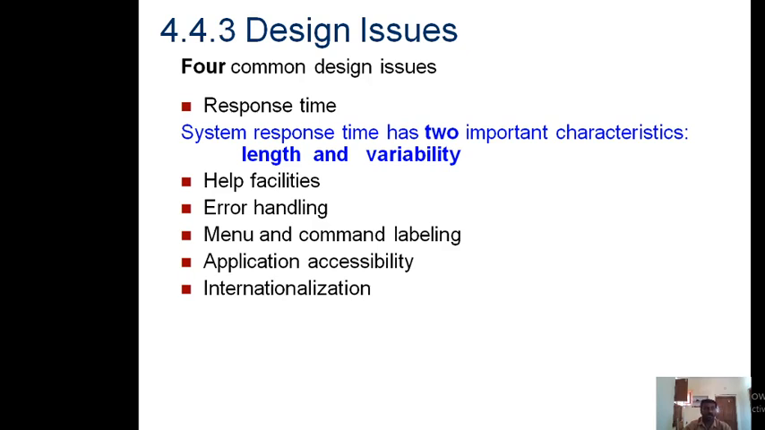In that, we are providing some menu labels. So in that manner, understandable menu labels want to be provided. Otherwise, it will also create issues. Then the next one is application accessibility. Whenever a user needs to access your application, if it is not accessible, it also creates issues. That is nothing but an application accessibility issue.